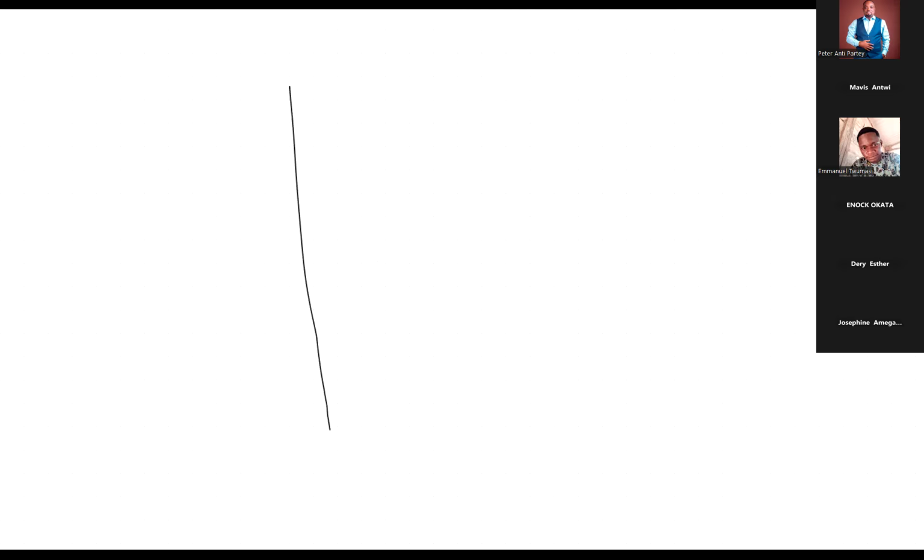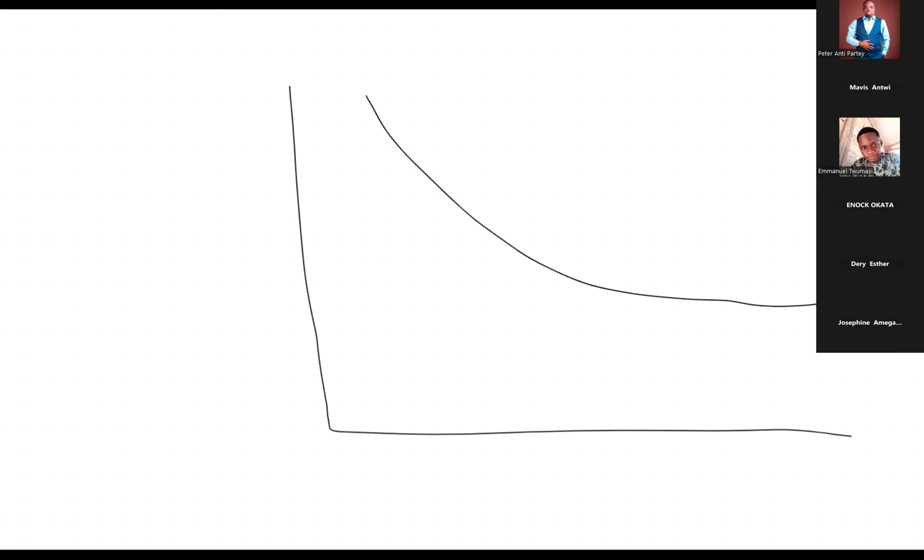So let me do this. I'm saying that when we have an indifference curve like this, points on the indifference curve are the same. They give the same level of satisfaction. So point A, point B, point C will give the same level of satisfaction. That's the point I'm trying to make. You get it? So let's understand this.